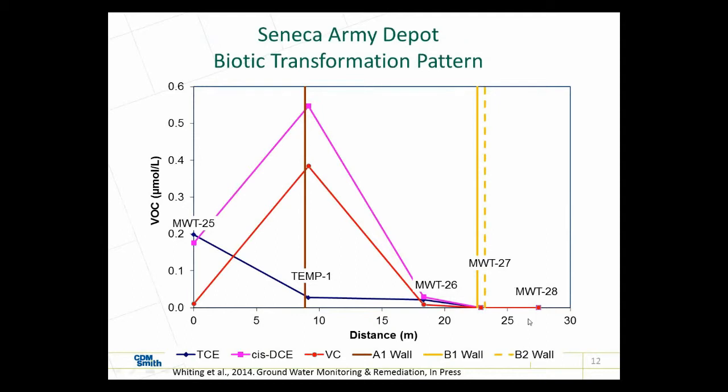So what we see here is the total micromoles per liter of VOCs, and/or the individual VOC concentrations, and we see TCE is decreasing up gradient into the biowall, and then we see cis-DCE and vinyl chloride is increasing as it goes into the biowall. This is what we call a biotic transformation pattern, standard reductive dechlorination, where TCE is reduced to cis-dichloroethene and then to vinyl chloride. This is not biogeochemical transformation. This is not what we're looking for, but in this particular biowall, that's what was happening.